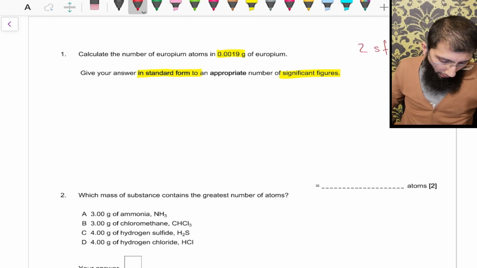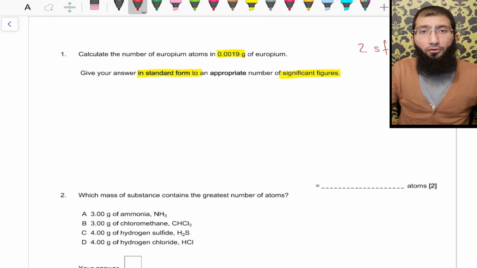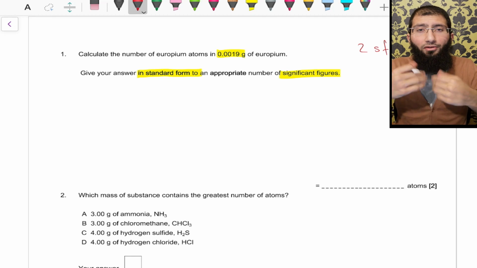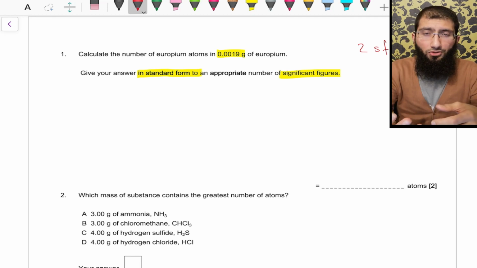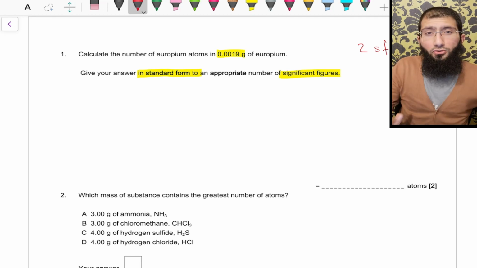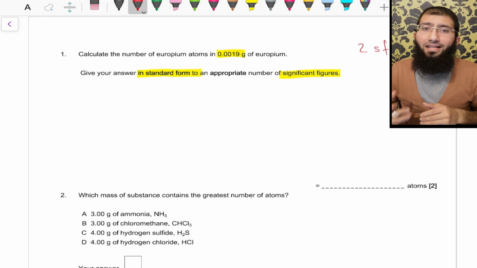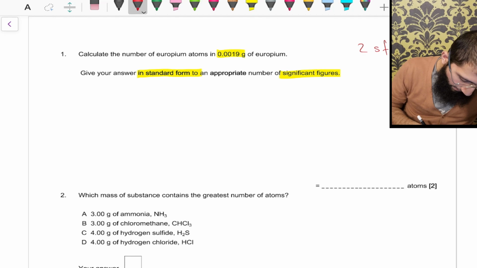Okay, so how am I going to calculate the number of europium atoms? Well, I've been given a mass of europium. With a mass, we can work out the moles. So the formula used to work out the moles for a solid is moles is equal to mass over Mr. So n is equal to m over Mr.